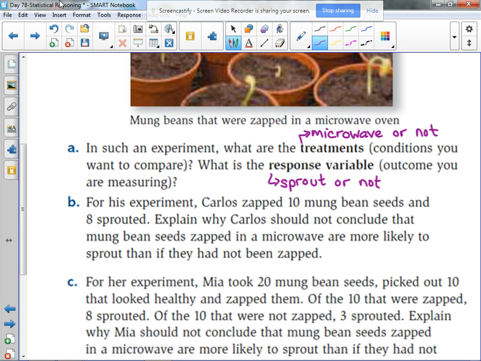Part B says, for his experiment, Carlos zapped 10 mung bean seeds and 8 of them sprouted. Explain why Carlos should not conclude that mung bean seeds zapped in a microwave are more likely to sprout than if they had not been zapped. Well, he's missing something here. He zapped all of them. He didn't have that other treatment where he didn't zap any of them. So he cannot conclude, just because 8 out of the 10 sprouted, he didn't have anything to compare it to.